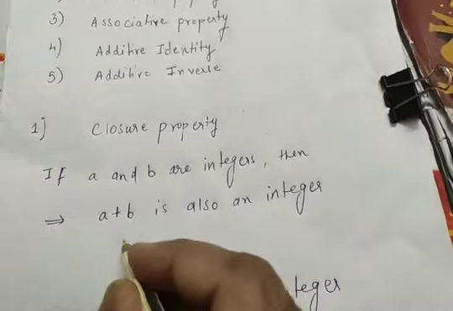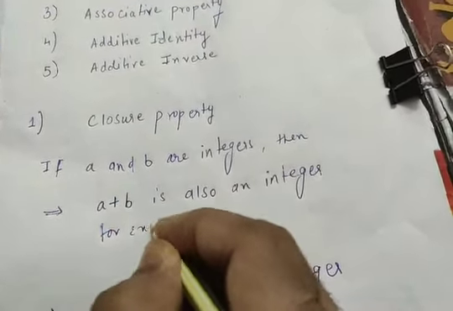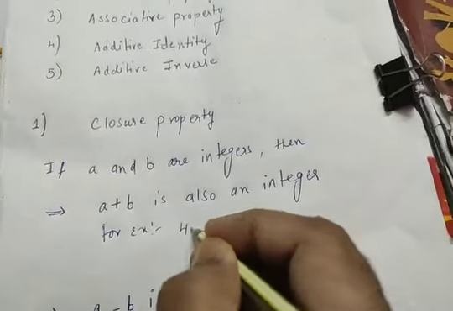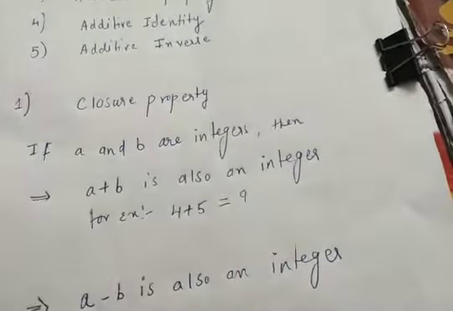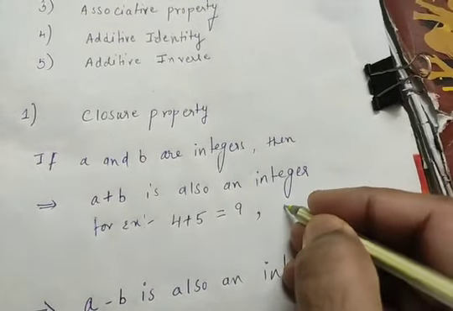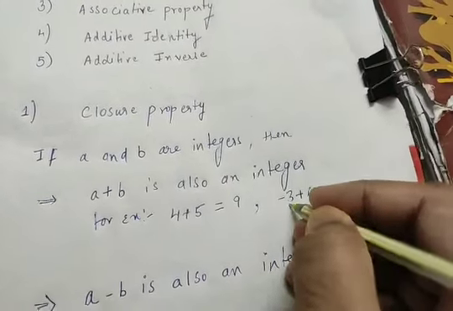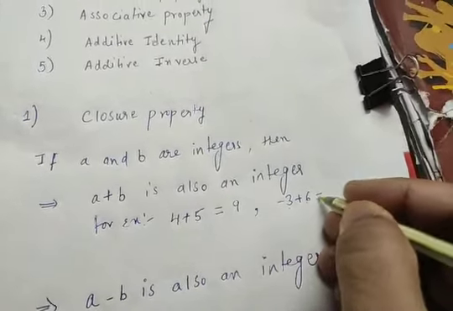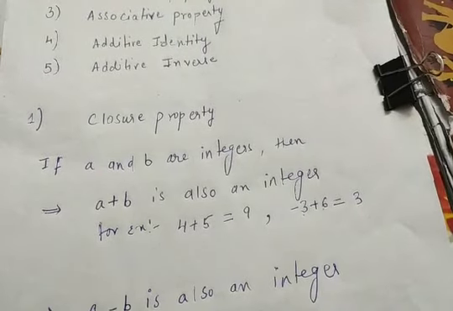For example, suppose I take 4 plus 5. What is coming? 9. That is also an integer. Any other example I can take, suppose minus 3 plus 6. This minus integer and positive integer I am adding, answer is coming 3, which is also an integer. Clear?